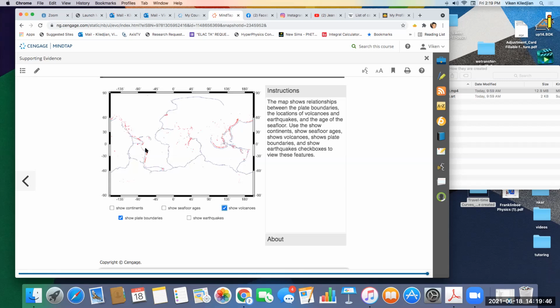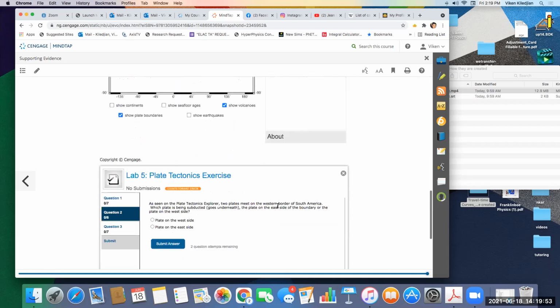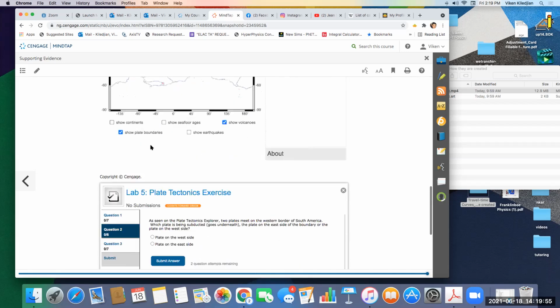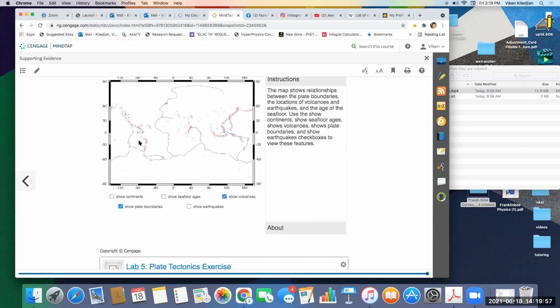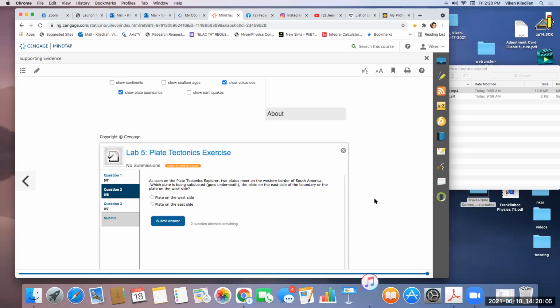So now you're focusing in on the western border of South America, which is right here. Then decide, is this plate going underneath that plate, or that plate going underneath this plate? Right? And then based off of that picture, essentially, you're basing it. So then make a decision which plate it is, whether a plate on the west side or the east side.